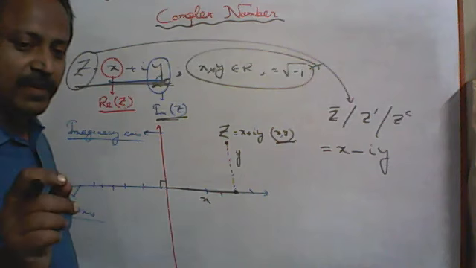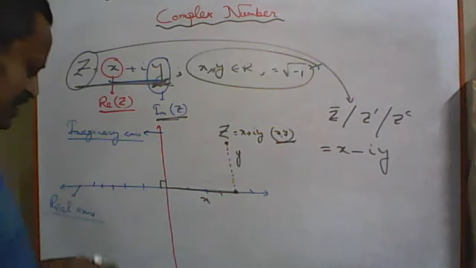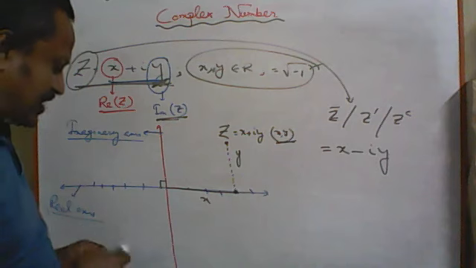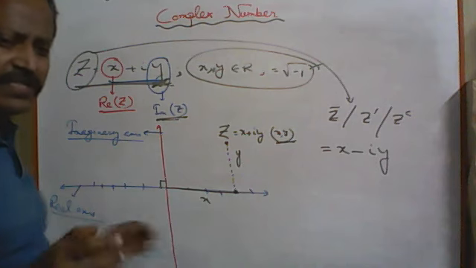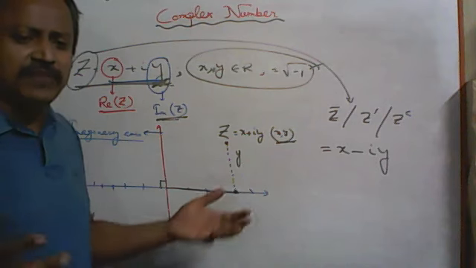Very easy to remember. Now again, let us find the geometrical significance of the conjugate of a complex number. What is the position of the conjugate of a complex number?